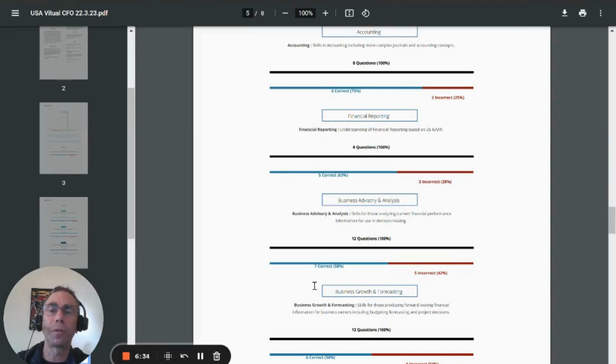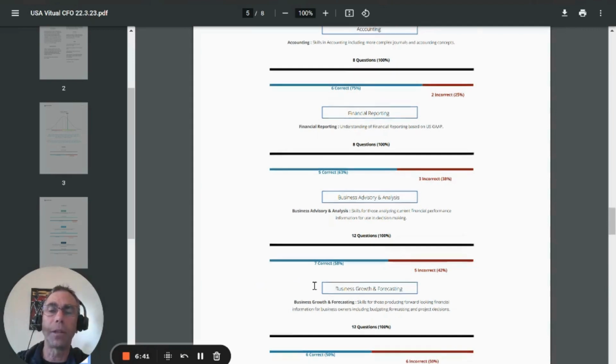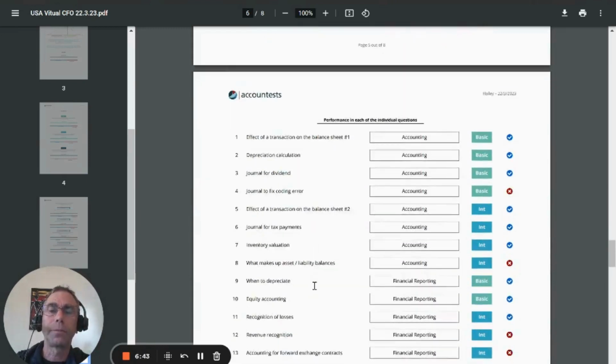These different areas of specialty, if you like, are different for each test. The one that you're looking at will have different areas, but again, the concept is the same.